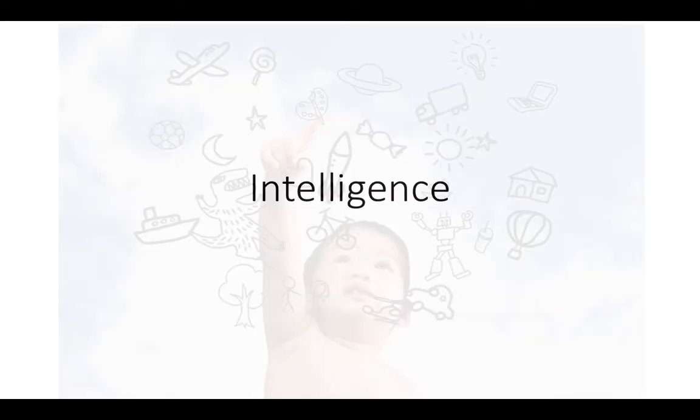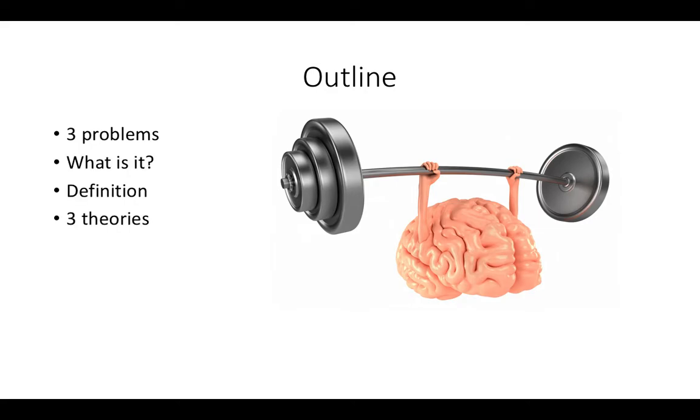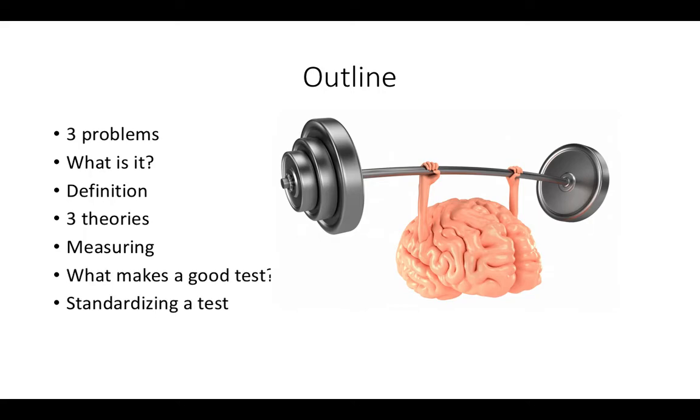This is a PowerPoint lecture on intelligence and intelligence testing. I'm going to cover a few things today. The three problems with it. What is it? Definition, three theories, measuring intelligence, what makes a good test, standardizing a test, and the normal curve. Very briefly, but importantly, there are three main problems with the subject of intelligence.